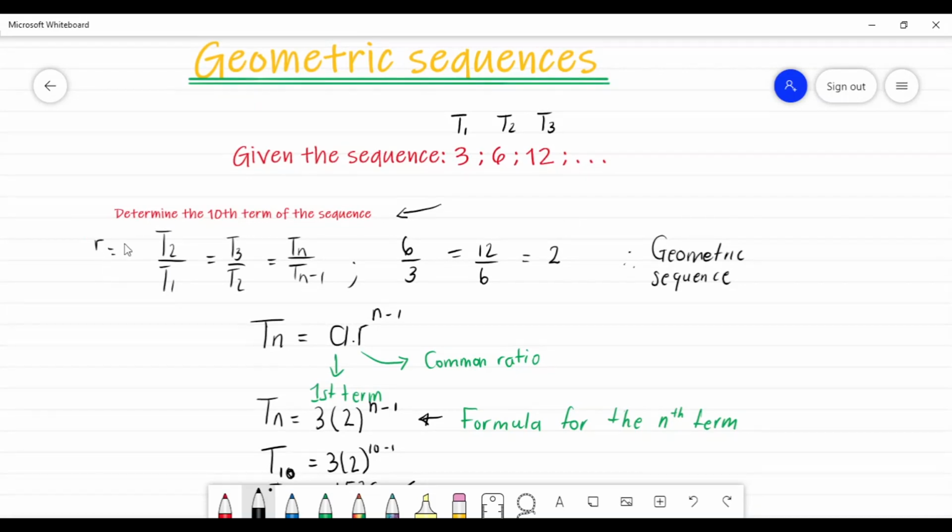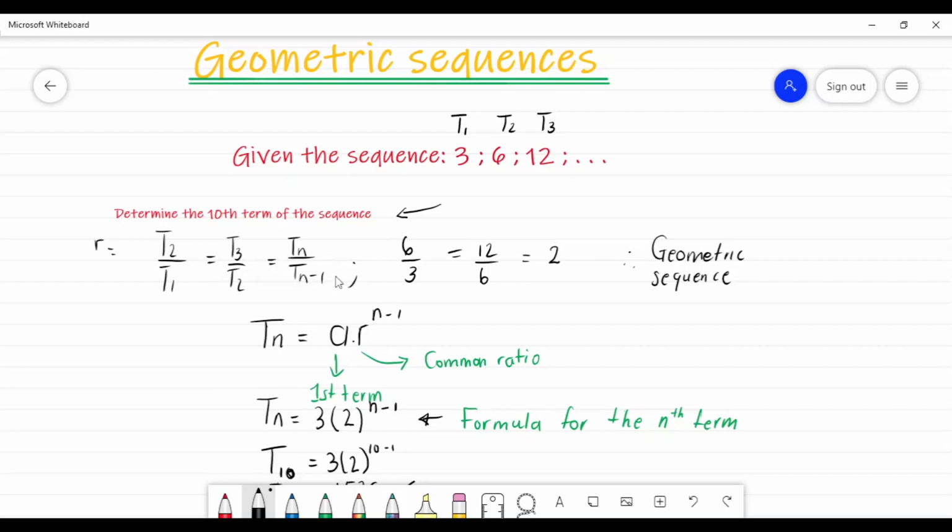Consecutive terms means terms that follow each other, right? So we know that there's a common ratio between them. And how do we calculate the common ratio? The common ratio is calculated by taking your second term divided by your first term, which should be equal to your third term divided by your second term, and that should be equal to your Tn divided by Tn minus 1.